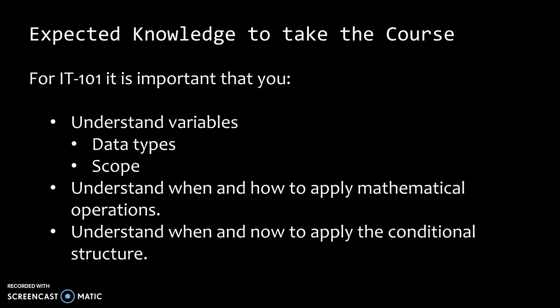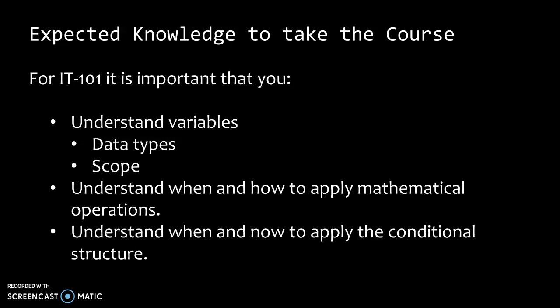With that said, you need to understand variables and data types: why we have variables, what type of variables, how to declare a variable, when to declare a variable, the different types of data types, and why we use different types of data types. Scope, the different types of scope, and when do we use the different types of scope. We need to understand how to apply mathematical operations, and how to make sure we do the order of operations correctly. The whole Please Excuse My Dear Aunt Sally.